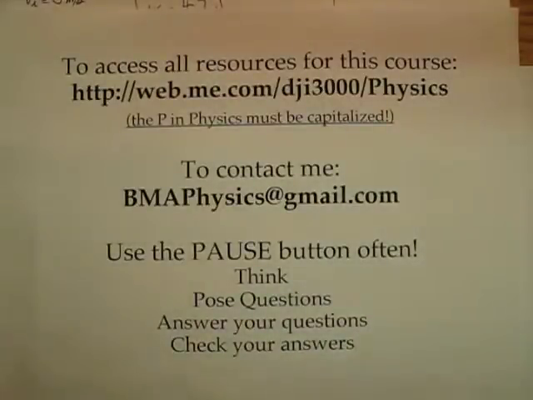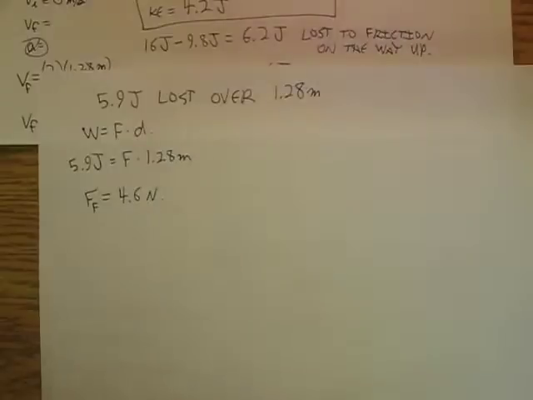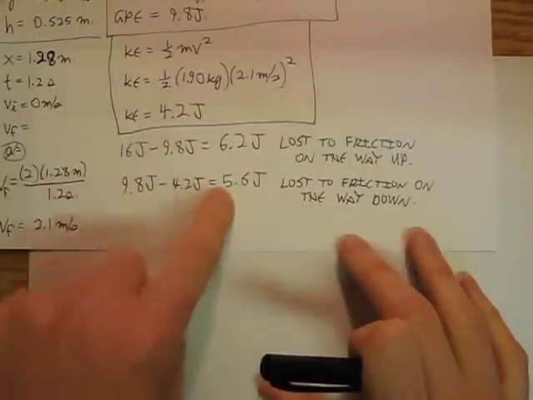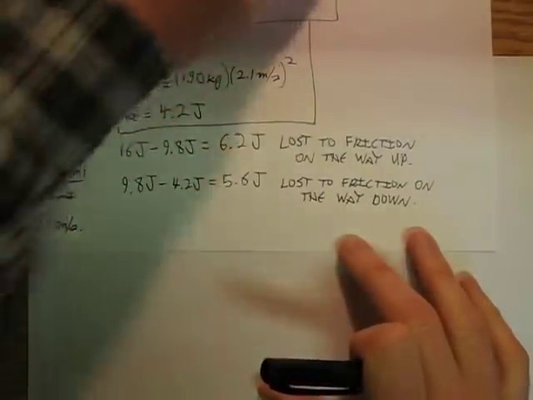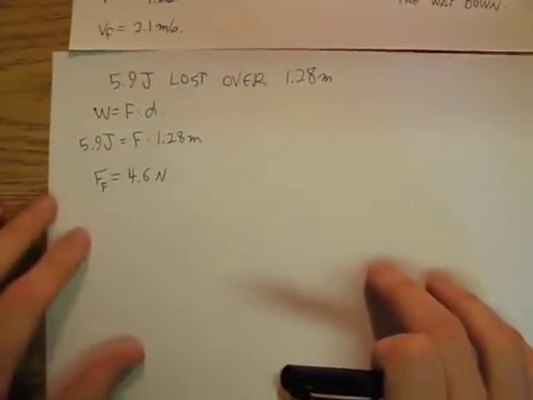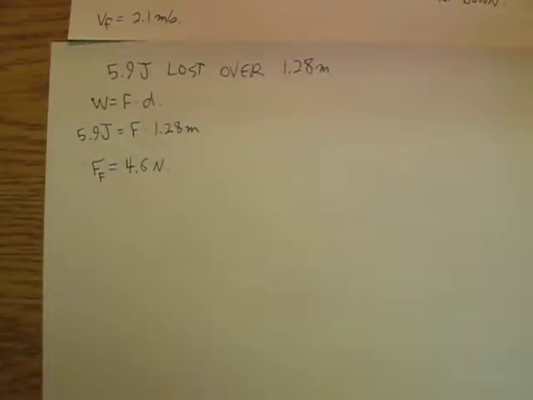Okay, so we are back continuing off of the previous video. We're just getting close up on that YouTube 10-minute block, and so I wanted to bring it right back to where we were. At the very end I said 6.2 joules were lost on the way up, 5.6 joules were lost on the way down of the book. So we're going to say that calculates out to an average force due to friction of 4.6 newtons.